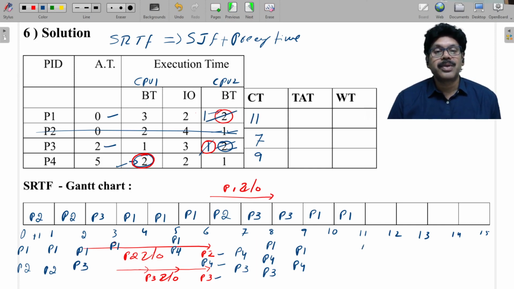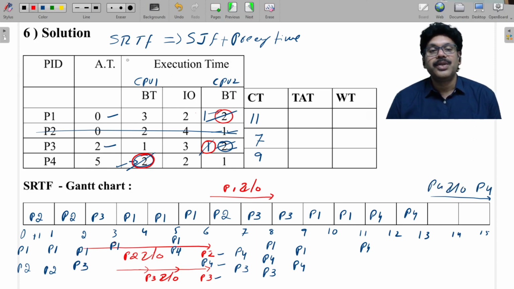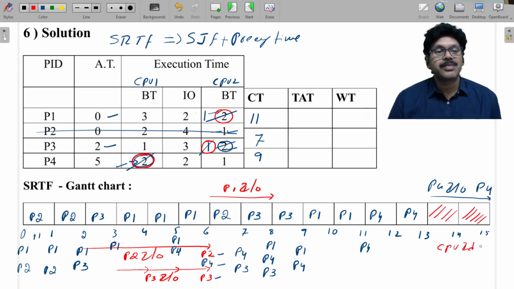And the only leftover process is P4. P4 is executed for 2 units of time, then removed. Then P4 went for IO. P4 will wake up at exactly 15. During this time, no other process is there. Therefore, the CPU is idle. This is the CPU idle time. Sometimes they also ask for CPU idle time. Here, CPU idle time is 2.